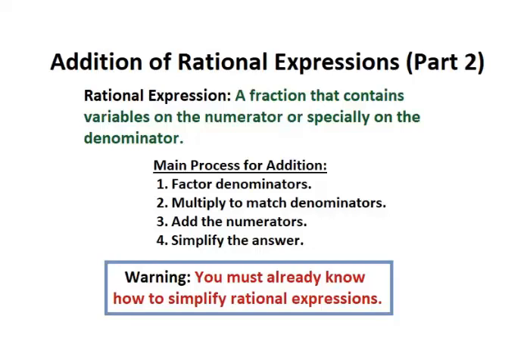Okay, we're going to continue solving additions of rational expressions. We're going to perform these operations, and in these examples, most of them are going to require us to do each one of the steps of the main process. So we're going to have to factor the denominators. We're going to have to multiply stuff so that we can match the denominators because they're going to be different at the beginning. We're going to have to add the numerators, and most of the times we're going to have to simplify the answer. So make sure you already know how to simplify rational expressions, and you need to definitely know how to factor, because if you don't know how to factor, you're not going to be able to do these exercises.